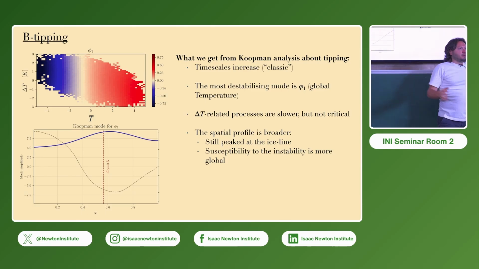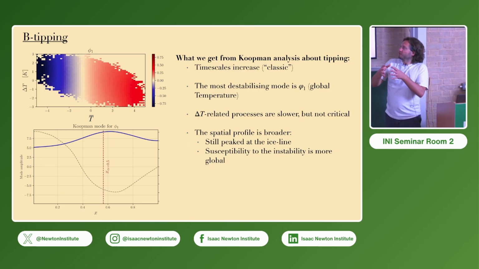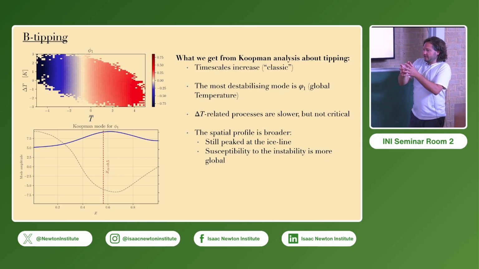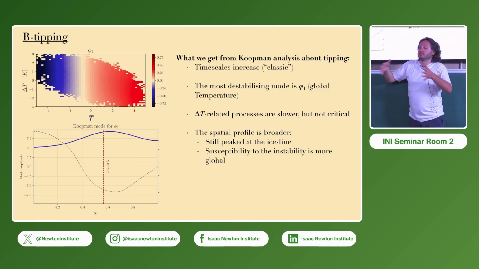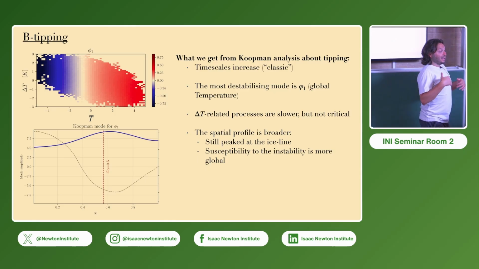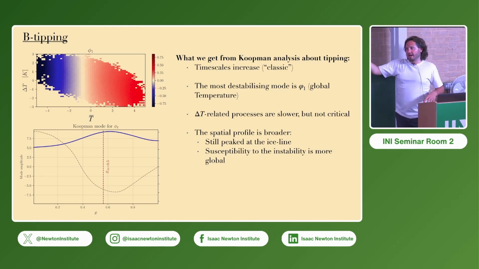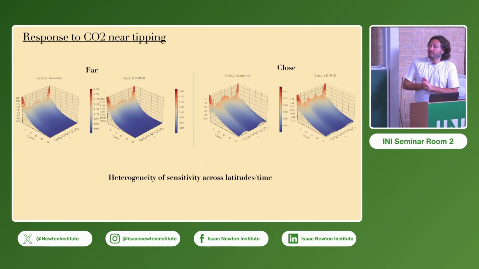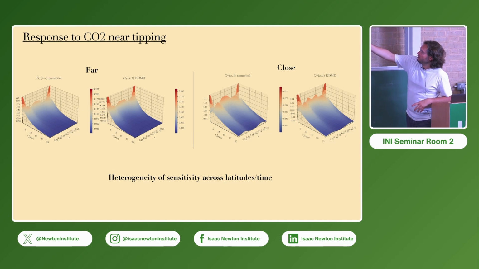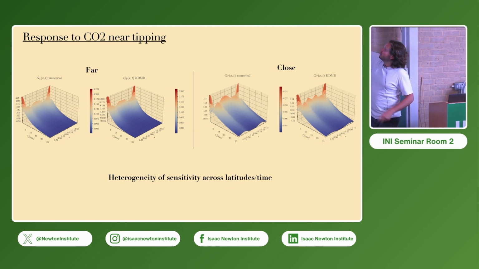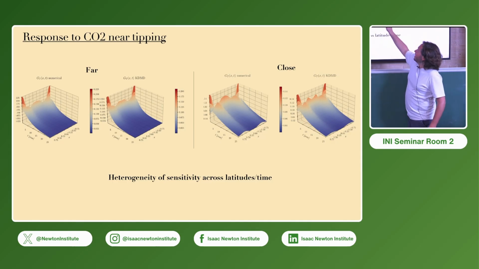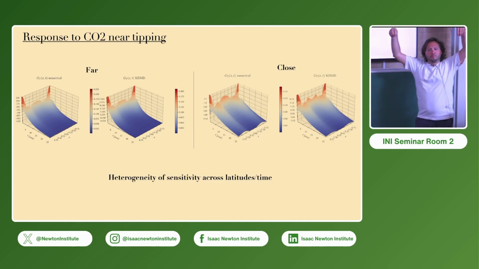We interpret this as the instability becoming global. It is peaked at the ice line, but the whole system is feeling this instability and is about to get completely iced. And then we looked at response functions far from the tipping, which is what you saw before, and also close to the tipping. And you can see that it's much more complicated. At short times, you still have the polar amplification.